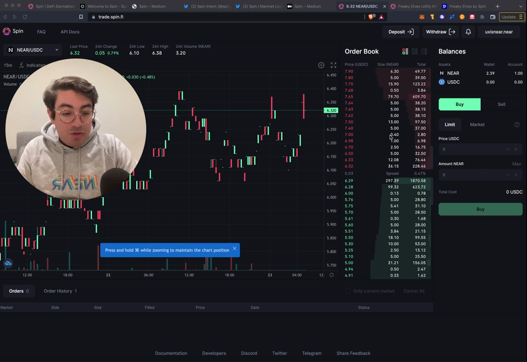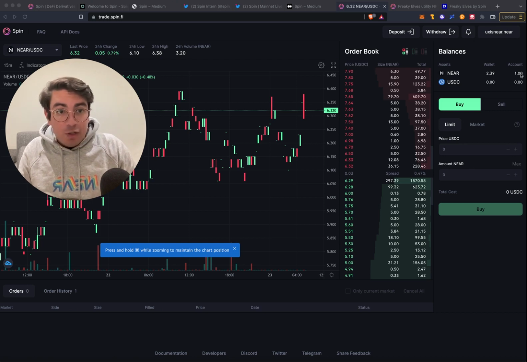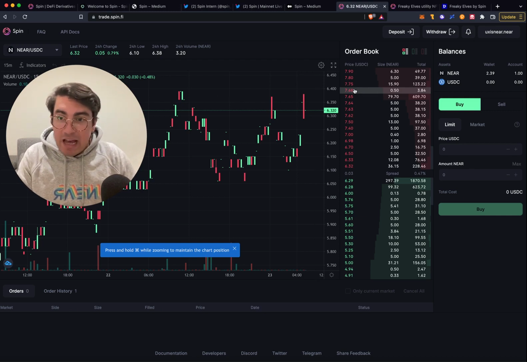It is not possible to enter coins as a balance on the order book or to trade with money that is not actually physically deposited into the order book. So if we go over here to the corner, we can see in the balances, the Spin Finance smart contract is reading both the assets that I have in my Near wallet and the assets that I have physically deposited into the smart contract. Exchanges like Spin Finance introduce a much higher degree of transparency and accountability.